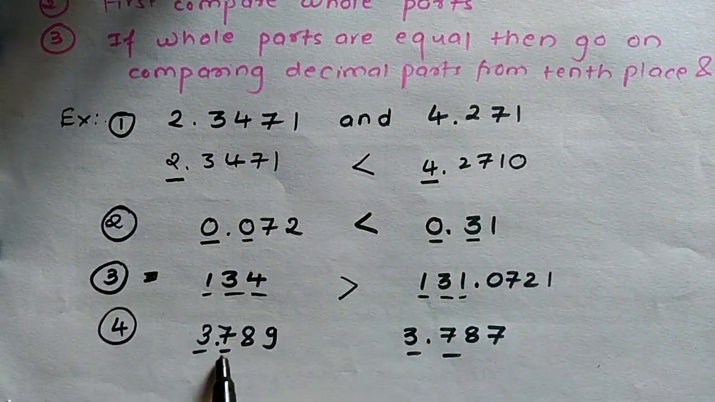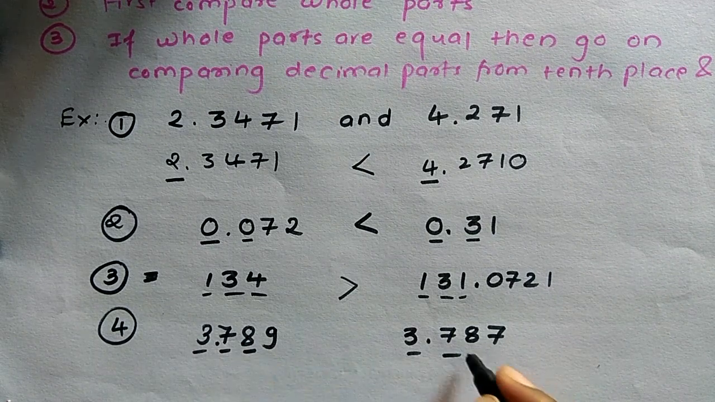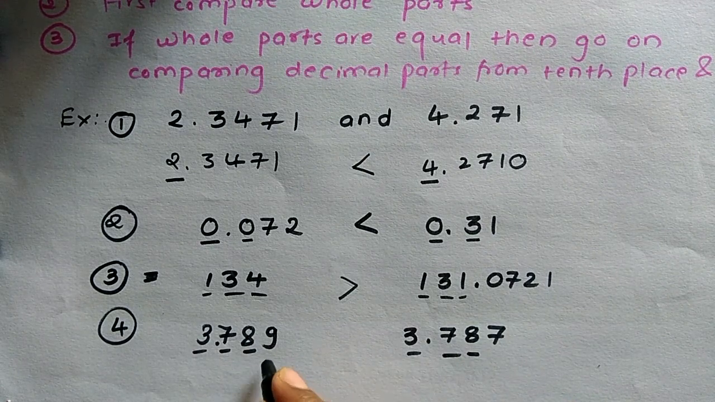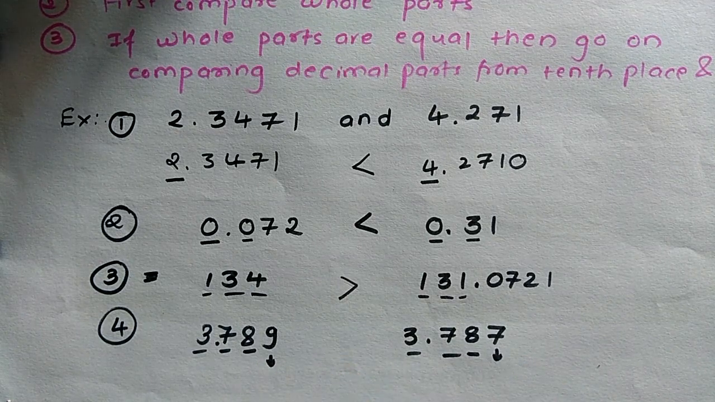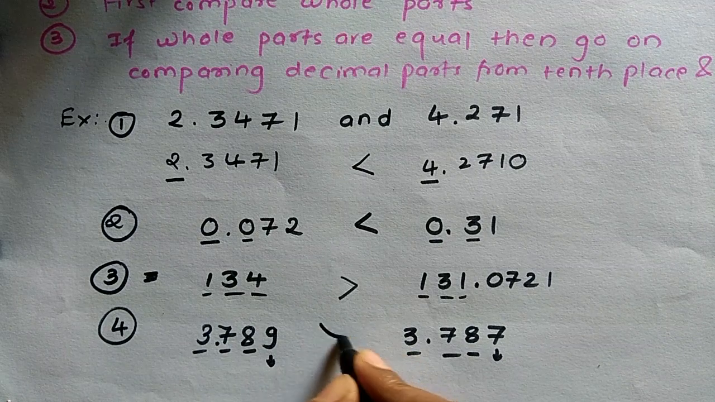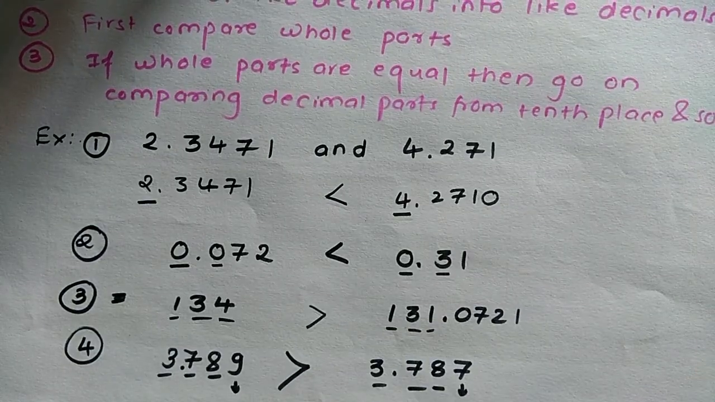It means what? If 10th place digits are same, then go for the next digit. Here we have 8. Here also we have the 8. Same. But here we have 9 and here we have 7. So obviously 9 is greater. So this decimal is greater. You can see how easy it is, but you need to understand the method here.